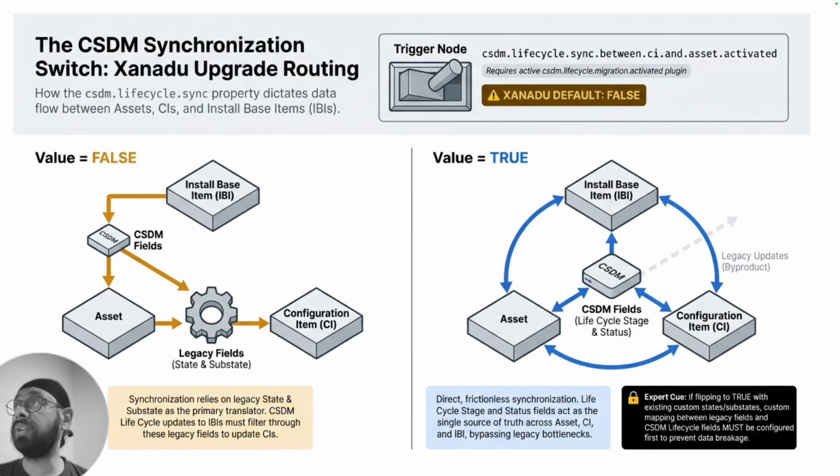As you can see, you need to first activate the plugin. On the top, you can see CSDM lifecycle sync between CI and asset activated. It needs to be installed, otherwise you will not be able to do it. If it is false, we use the legacy fields, as I mentioned on your left. We use this legacy state and substate field as the CSDM's asset, CI link, and everything. But on the other side, if you enable it, it basically uses the same lifecycle stage and lifecycle status field all over the CI and CMDB and everywhere. That's very helpful from the CSDM 5.0 perspective.